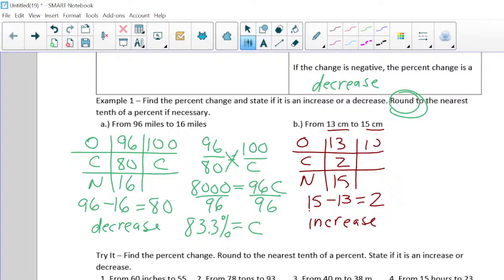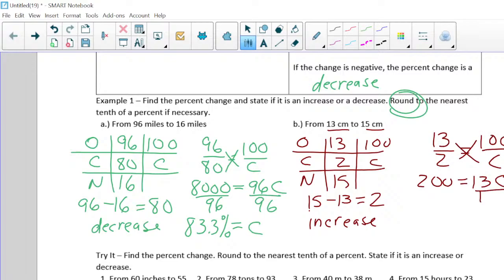13, the original, is always 100%. Then we want our change. So we're going to go 13 over 2 equals 100 over C. We then cross multiply. 200 equals 13C. We then divide to undo multiplication. So 200 divided by 13 is going to give us a decimal value of 15 point. Now it would be 3, but if you type this out on your calculator, you're going to get 15.38. Well, we're asked to round to the nearest tenth, so 38 becomes 15.4% is our percent of change, and that's an increase.